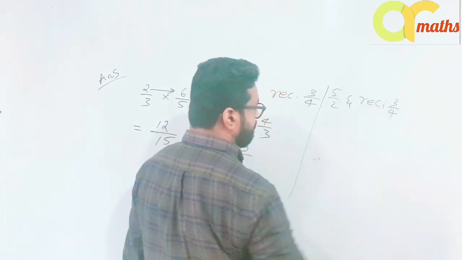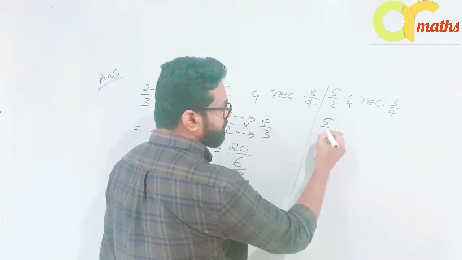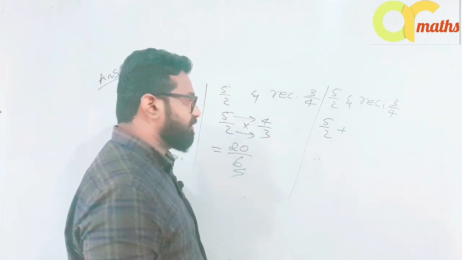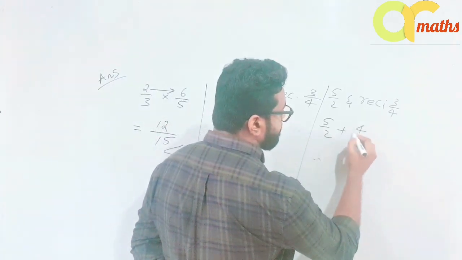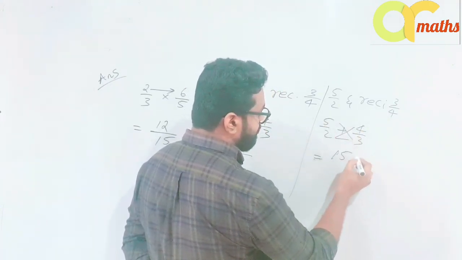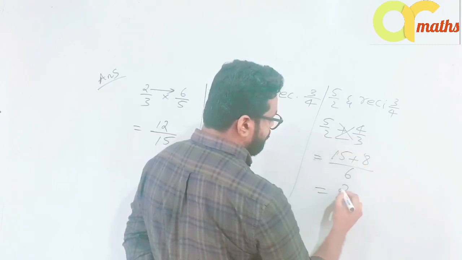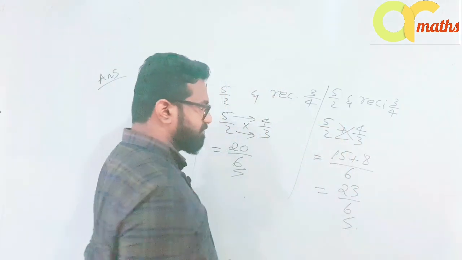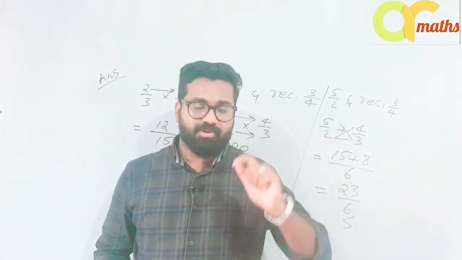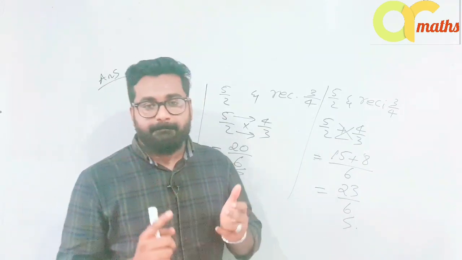Suppose another example, add 5 by 2 and the reciprocal of 3 by 4. How to add 5 by 2 and the reciprocal of 3 by 4? So 5 by 2 plus the reciprocal of 3 by 4, meaning the ulta of 3 by 4. What is the ulta of 3 by 4? That is 4 by 3. Then simplify by cross multiplication. 3 into 5, 15 plus 2 into 4, 8. So 2 into 3 is 6. 23 divided by 6. Very simple. So today we are studying what a rational number is and its properties, closure property, then additive inverse and multiplicative inverse. Very simple.